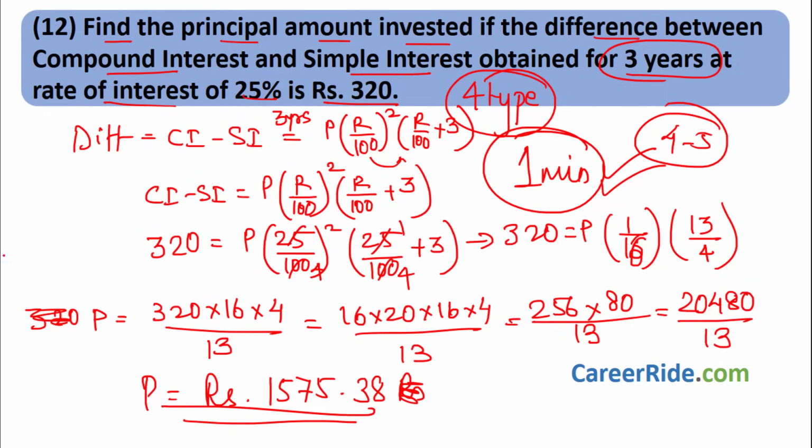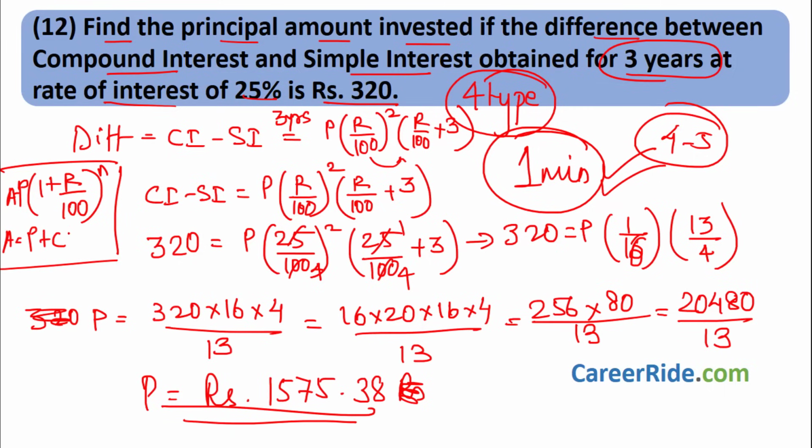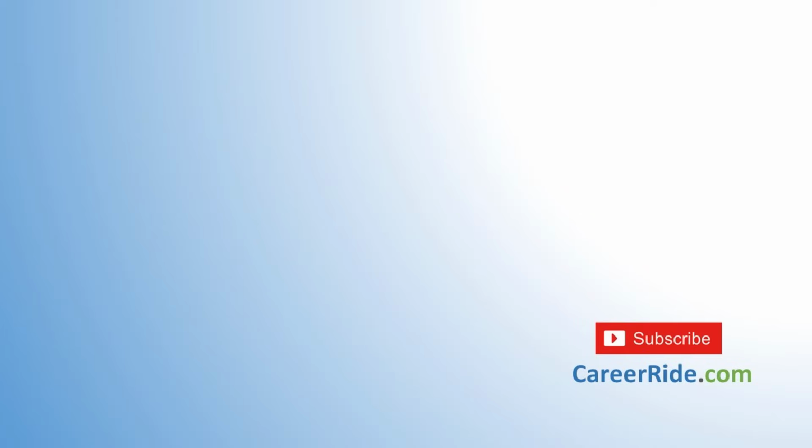What is the formula for compound interest? I am writing here on the left hand side. That is, amount is equal to P into 1 plus R upon 100 raised to time period n. This is nothing but the amount, and amount is principal plus compound interest. Remember these and it would become very easy to score in the exam. This is it for compound interest sums.